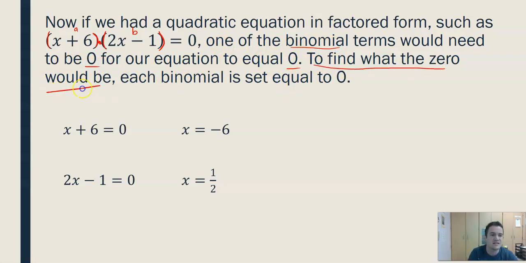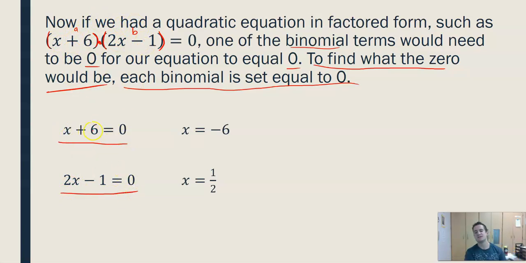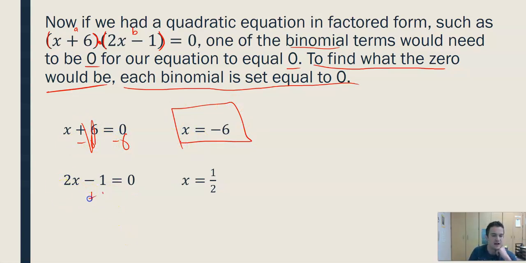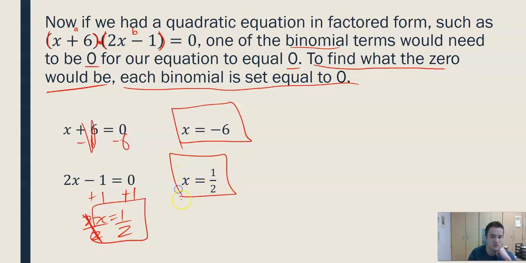To find what the zero would be, each binomial is set equal to 0. So I have x plus 6 times 2x minus 1 equals 0. So either x plus 6 has to equal 0, or 2x minus 1 has to equal 0. Then this is really pretty straightforward to solve for x. If I wanted to solve for x here, I'd subtract 6 on both sides, and I'd get x equals negative 6. Here, I'd add 1 on both sides and get 2x equals 1. And I'd divide by 2 on both sides, and I'd get x equals 1/2.